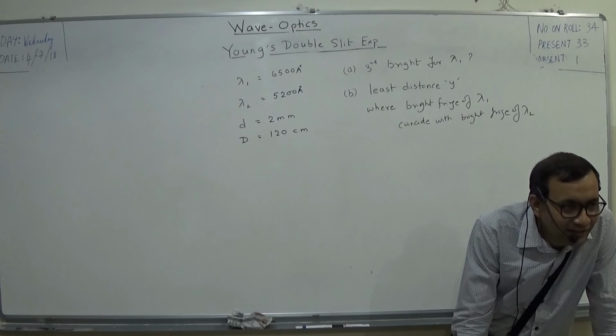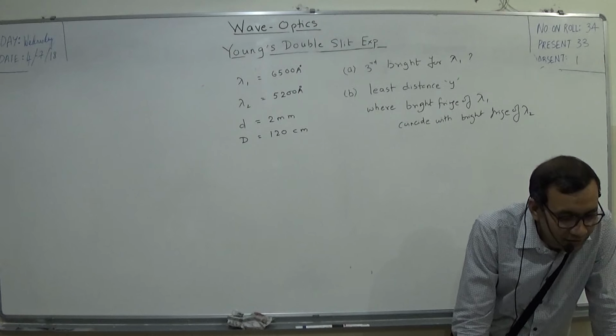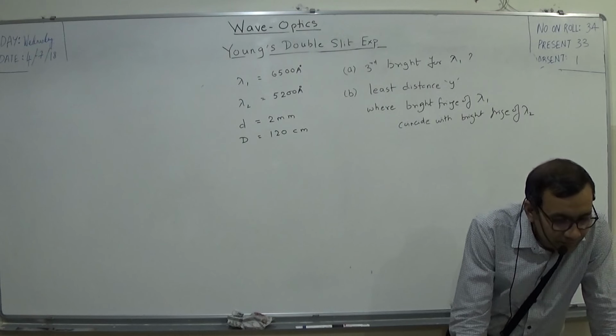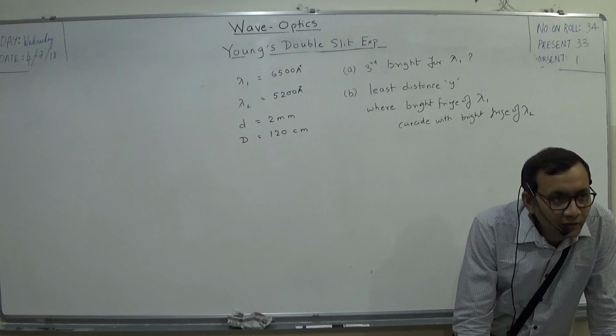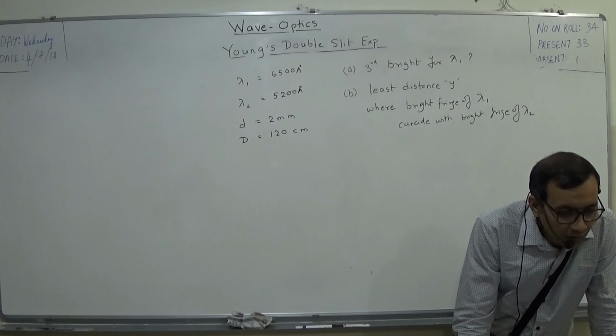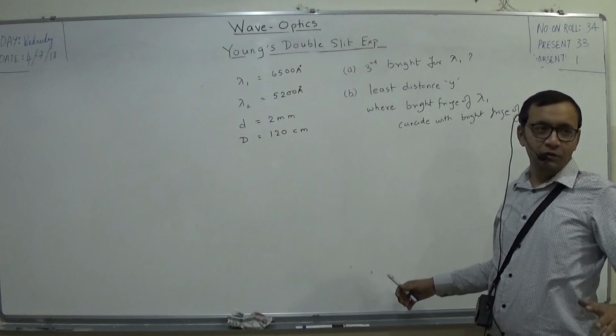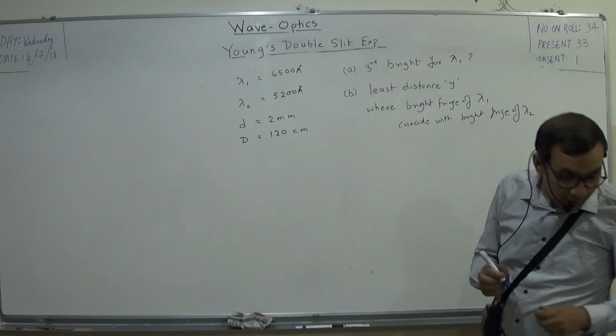Yeah, 65 and 52 is the ratio. So we do it. 60 number for n1. Okay. Now I will do this question. Fine.